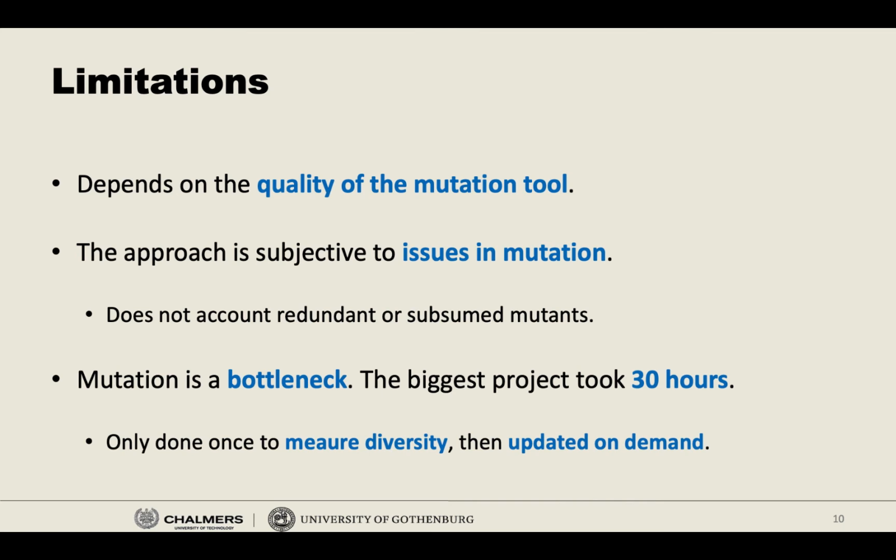The biggest project, which was JFreeChart, took 30 hours to run such that we could obtain the test outcome matrix. The reason is because we need to run all test cases against individual mutants to know the behavior of all tests. In contrast, we only need the test outcome matrix, the TOM, only once, and then we can update it on demand. We can reuse the behavior information to keep training the approach to identify the test diversity.